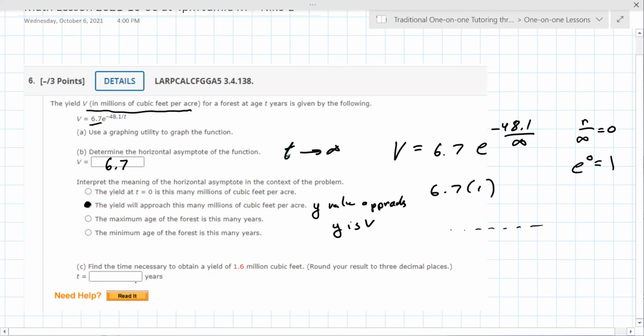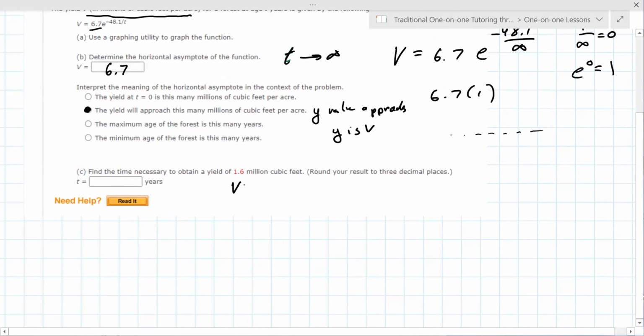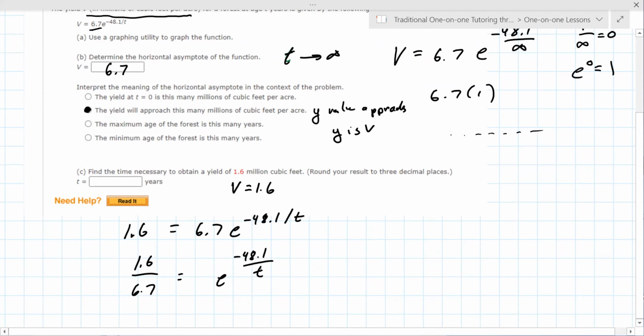So find the time necessary to obtain a yield of 1.6 million cubic feet. That's setting V equal to 1.6. And this can be done by hand up until the calculator step. So we're going to first divide by 6.7. And then to undo e, use ln, the natural logarithm.